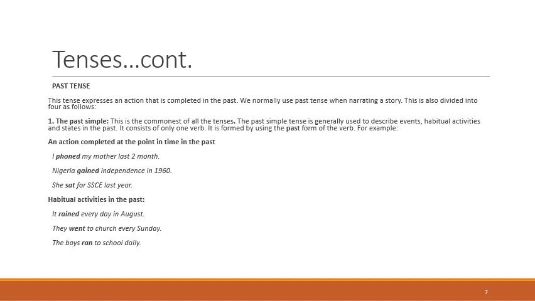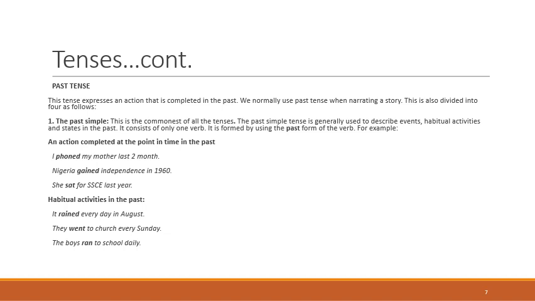What is a past tense? We said this is an action that is already completed in the past. That is an action that has already taken place, or a state of being that is no longer what is expressed. For example, we normally use past tense when narrating a story. Past tense, like present tense, is also divided into 4 subtypes. What do you have? We have the past simple.